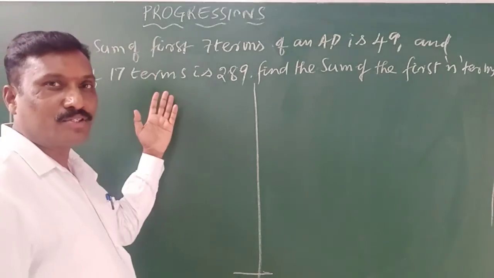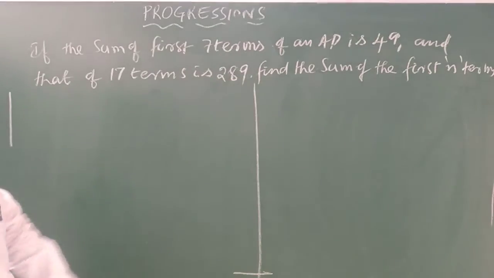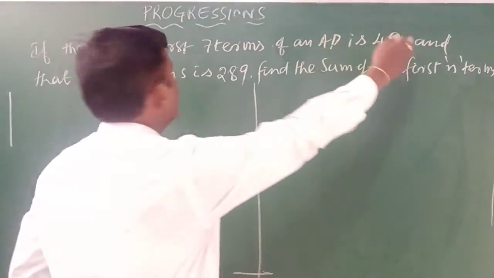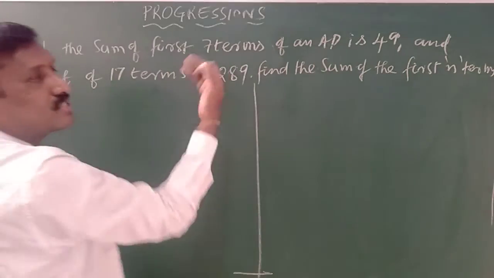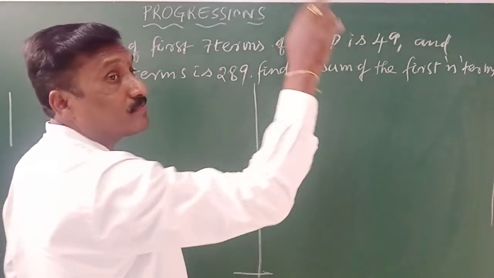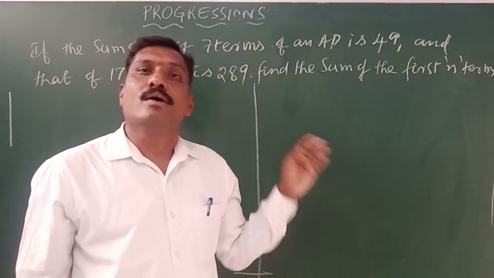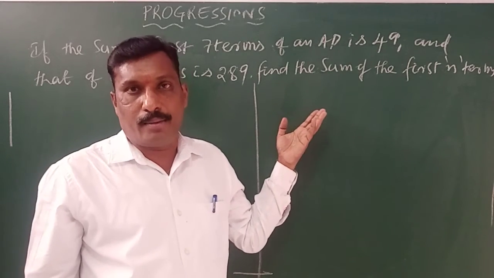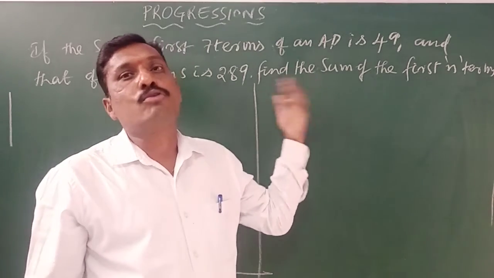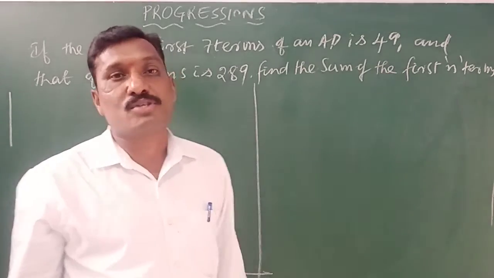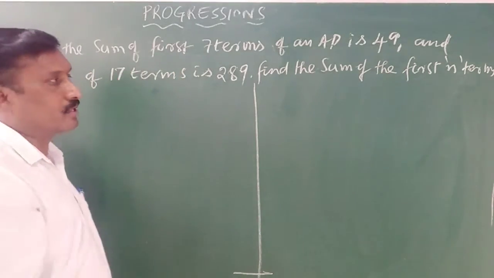Now here is another question. The sum of the first 7 terms of an AP is 49 and that of 17 terms is 289. Find the sum of the n terms of the given progression. So the progression is not mentioned. Whatever progression is going to be formed, we have to find the sum of the n terms of that specific progression.